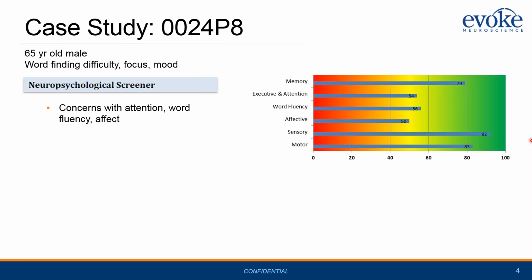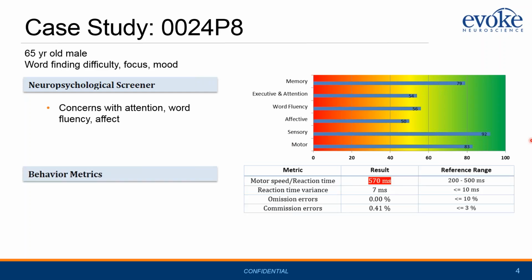So our initial one-on-one interview with them was pretty accurate. They're being honest in the symptoms they're reporting. And if we assess them behaviorally, we do see some evidence of a problem.